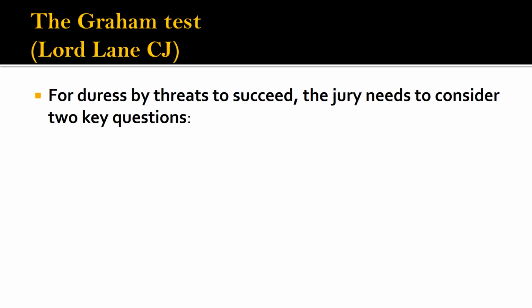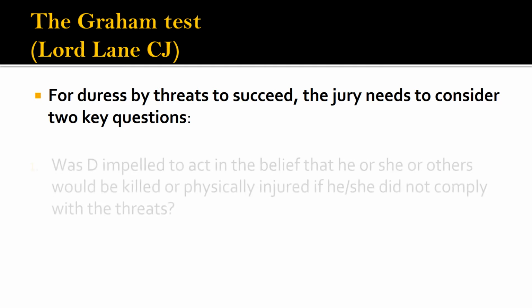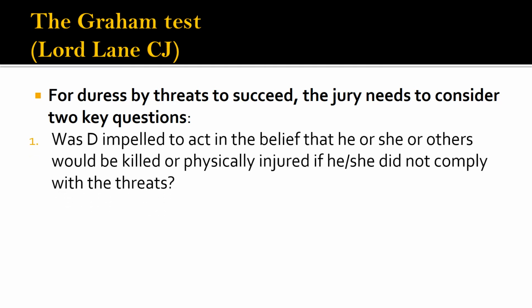So the test comes from, obviously, the case of Graham, and what the jury, or magistrates if this was a lower level, have to consider are two key questions. Firstly, it's a subjective element. Was the defendant impelled to act in the belief that they would be killed or physically injured if they didn't comply with the threats? So on the evidence, did this defendant feel that they had to act, essentially? Did they genuinely have that belief that they would be killed or physically injured if they didn't act as directed? That's subjective.